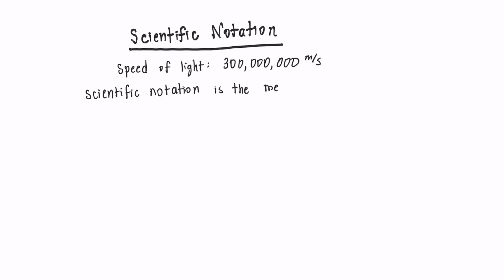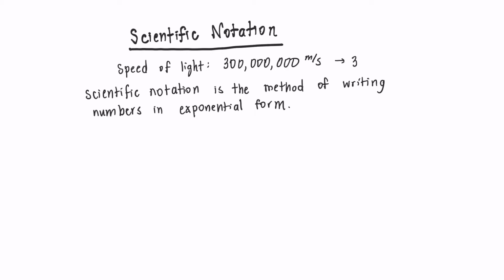It is the method of writing numbers in exponential form. In the example above, the 300 million meters per second would instead be written as 3 times 10 to the power of 8 meters per second. Notice that the units do not change.